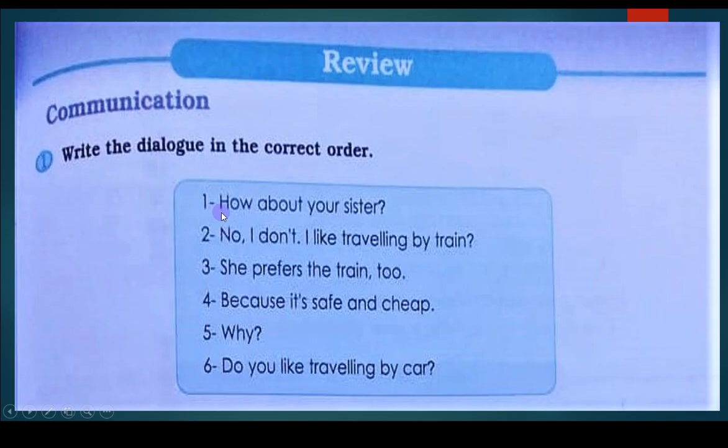In the first sentence we have: How about your sister? So this is a question. And what about your sister? So we notice that we cannot start directly with this question.